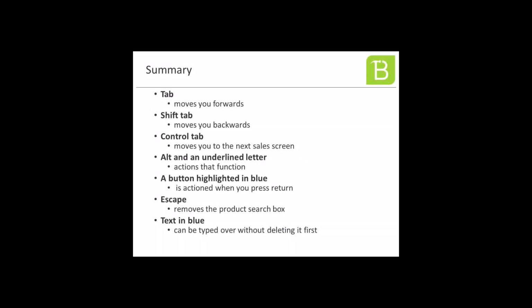So just to summarize, Tab will move you through the fields on the screen, Shift Tab will move you backwards, and Control Tab will move you to the next screen. Alt and the letter will immediately action that function, and if there is a blue line around any button, that button is actioned when you press return. To get rid of the product search box, the Escape key will do that immediately, and any text on the screen highlighted in blue, you can just type and it will be overtyped immediately.